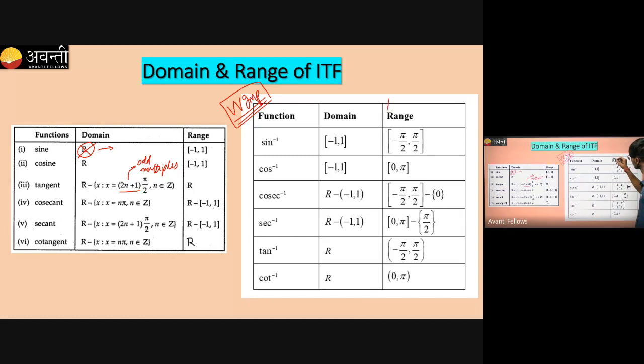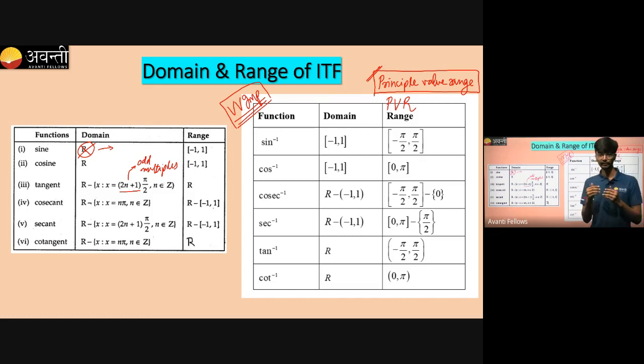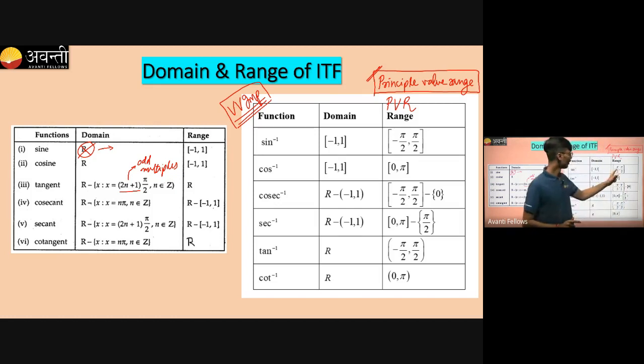This is known as PVR, which is principal value range. Please don't forget this term, principal value range. So what is the principal value range? If we have to now give the output of inverse trigonometric functions, it must be from these values. It will be more clear when we take some examples.